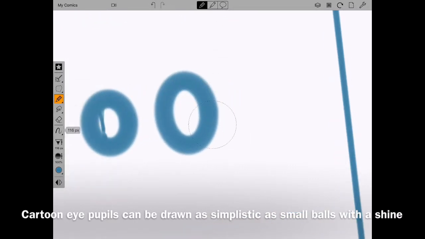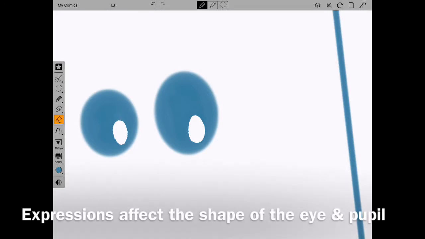Cartoon pupils can be drawn as simplistic as small, neat balls with a nice shine. When drawing cartoons, understand that the shape of the eye and pupil changes depending on the expression.